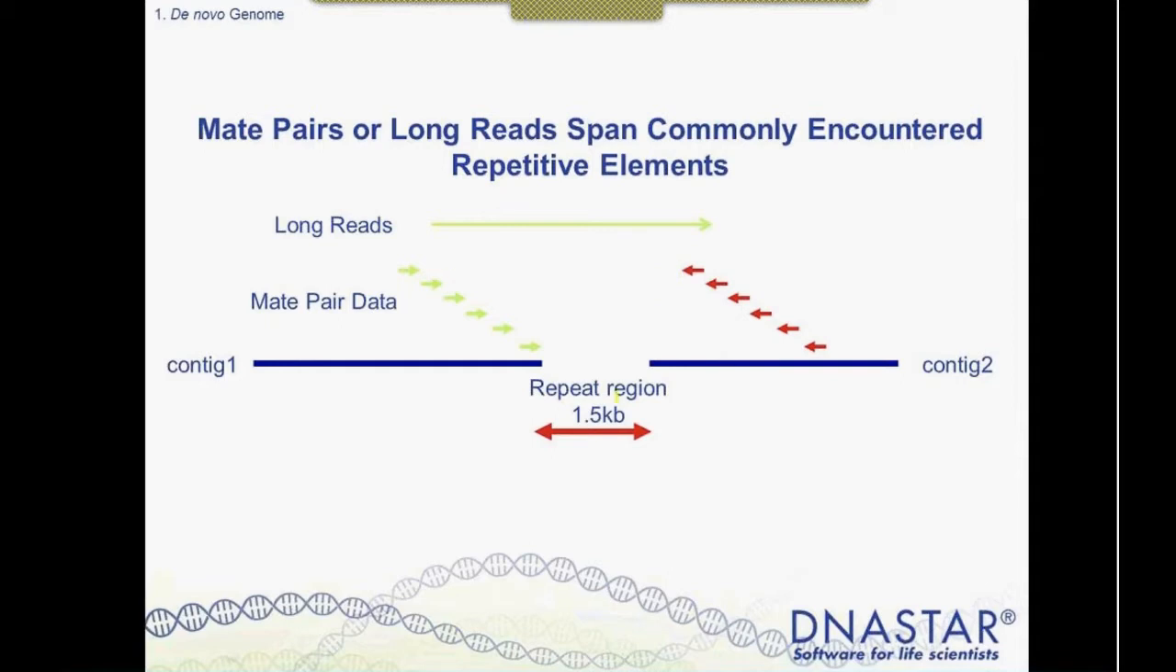It can just use the mate pair. Still leaves us with a gap in the middle. But once we get the correct order, then we can focus on the gaps and close the gaps. So that's, again, critical for de novo genome assembly.